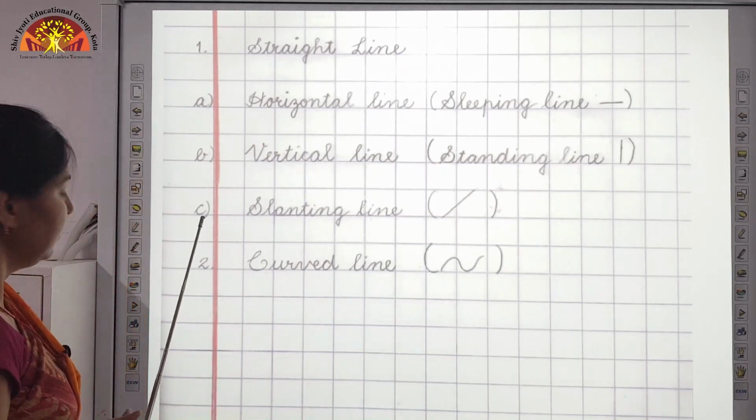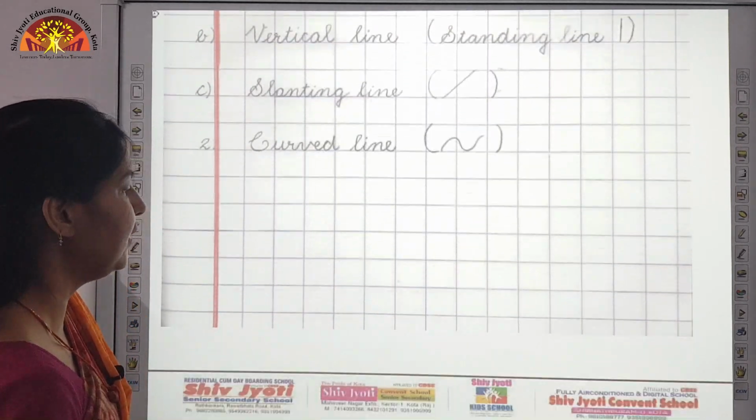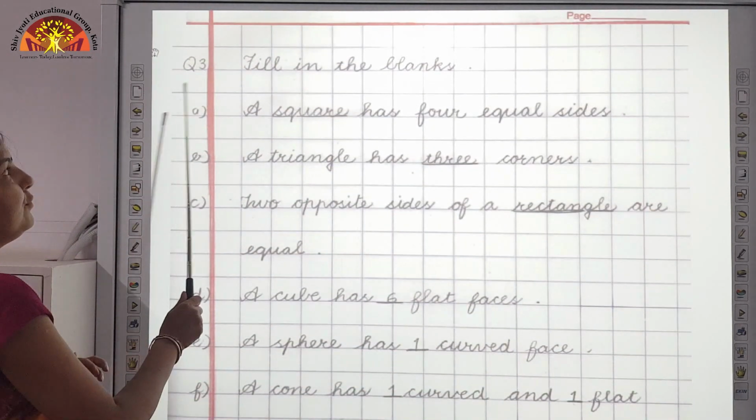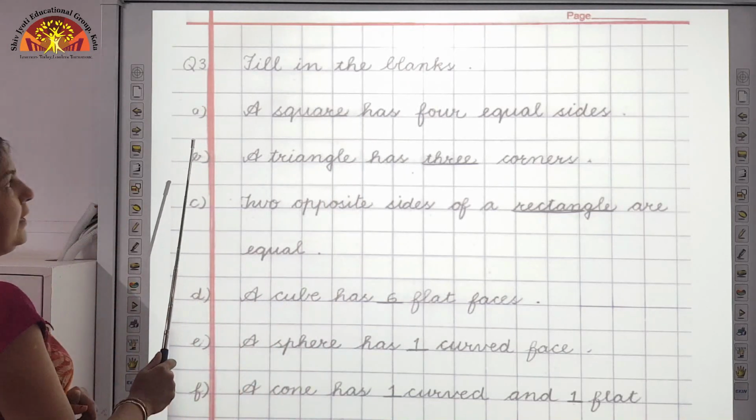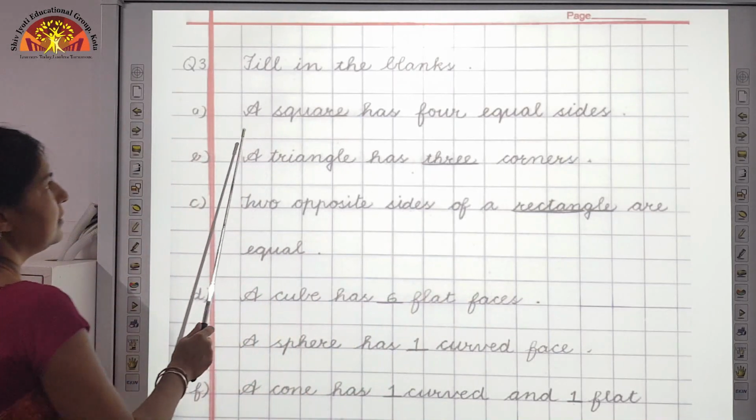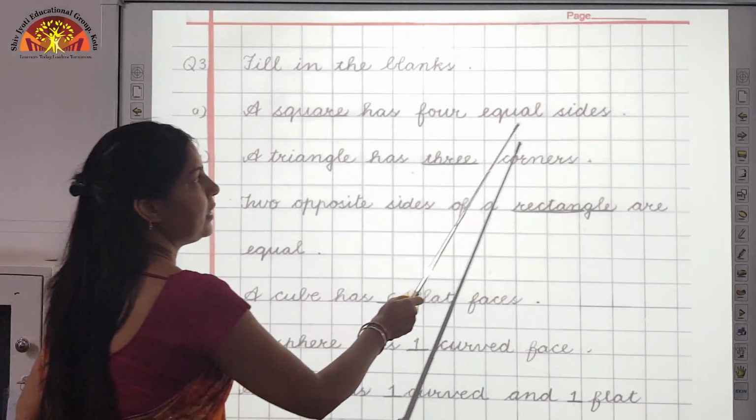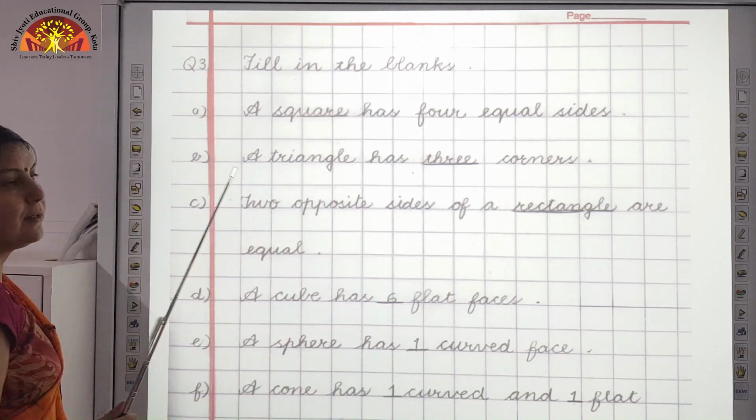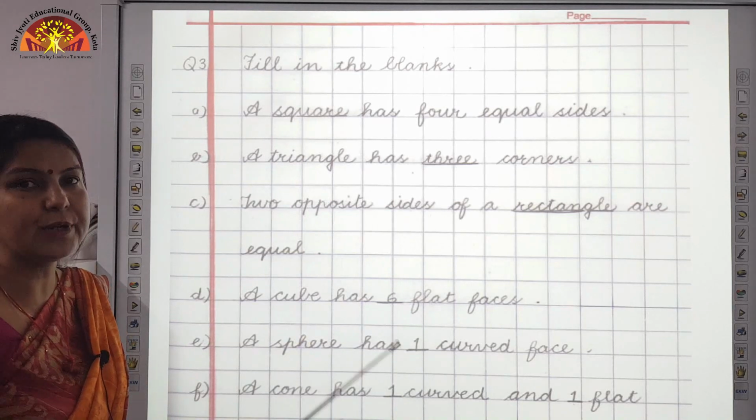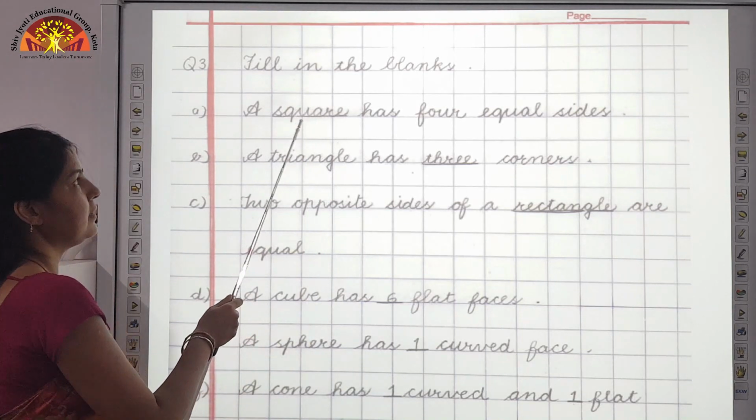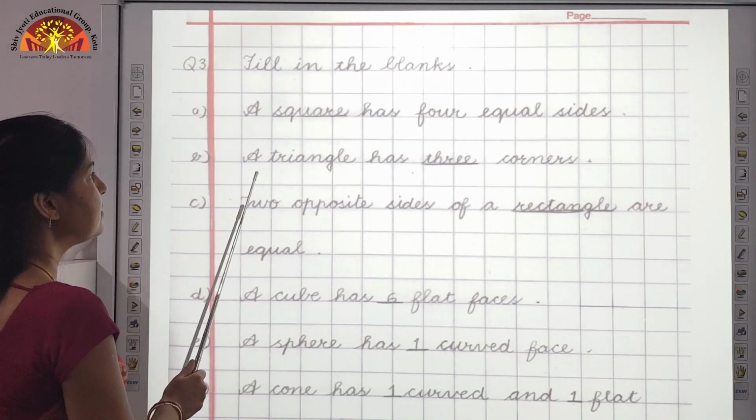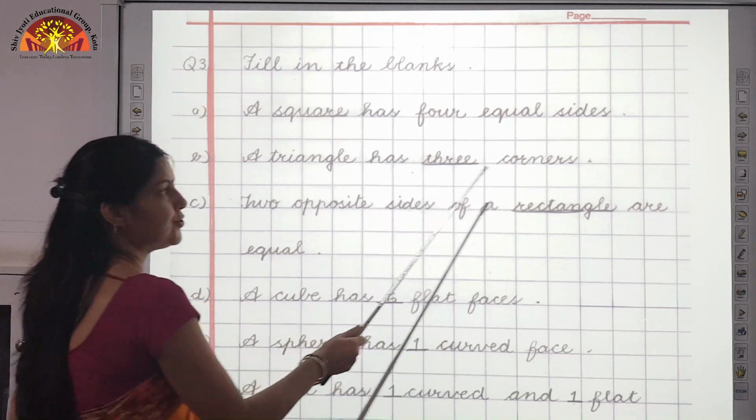Now children, we will do fill ups of this chapter. This is question number 3. Fill in the blanks. A dash has 4 equal sides. Which shape has 4 equal sides? A square has 4 equal sides. So we will write here square, S-Q-U-A-R-E, square.